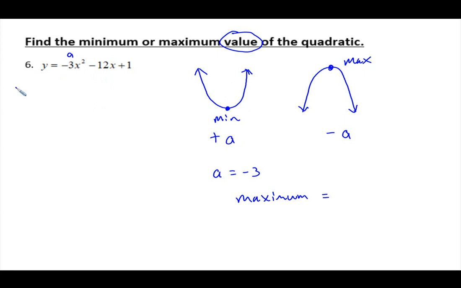So first we need to find the x value of the vertex. So we have negative b, which is -12, over 2 times a, which is -3. So we get 12 divided by -6. So we end up with -2. So we know the x value of the vertex is -2. But we need the y value. So we need to plug in the x to get the y.